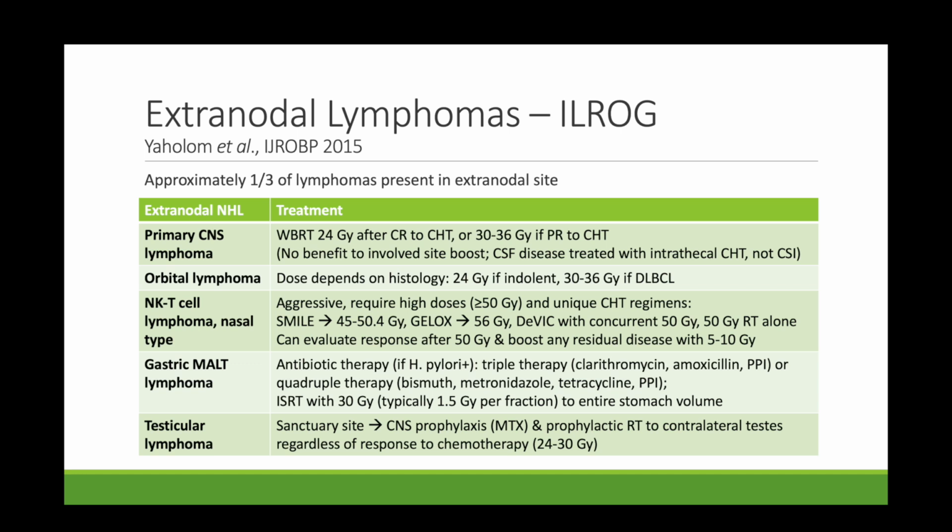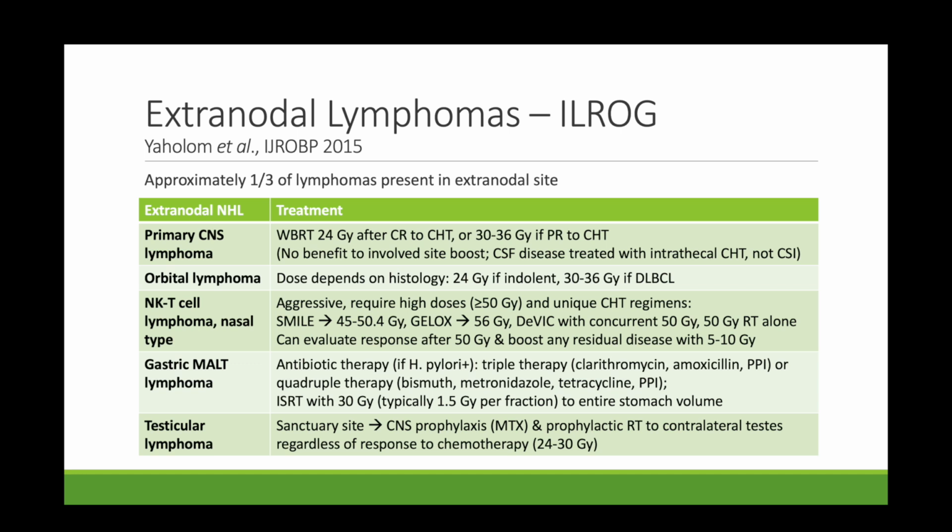NK T-cell lymphoma nasal type is a highly aggressive type of lymphoma, and it requires very high doses that are greater than or equal to 50 gray, and certain unique chemotherapy regimens. There's a chemotherapy regimen called SMILE for NK T-cell nasal type lymphoma, which, to me, just reminds me of a horror movie, that name for some reason. But SMILE chemotherapy followed by 45 to 50.4 gray, GELUX chemotherapy followed by 56 gray, or DeVIC with concurrent 50 gray.